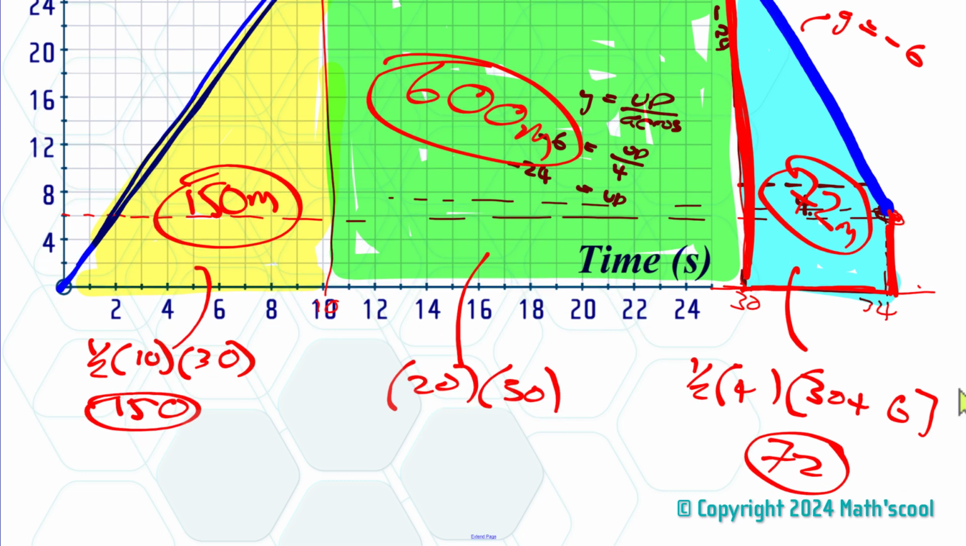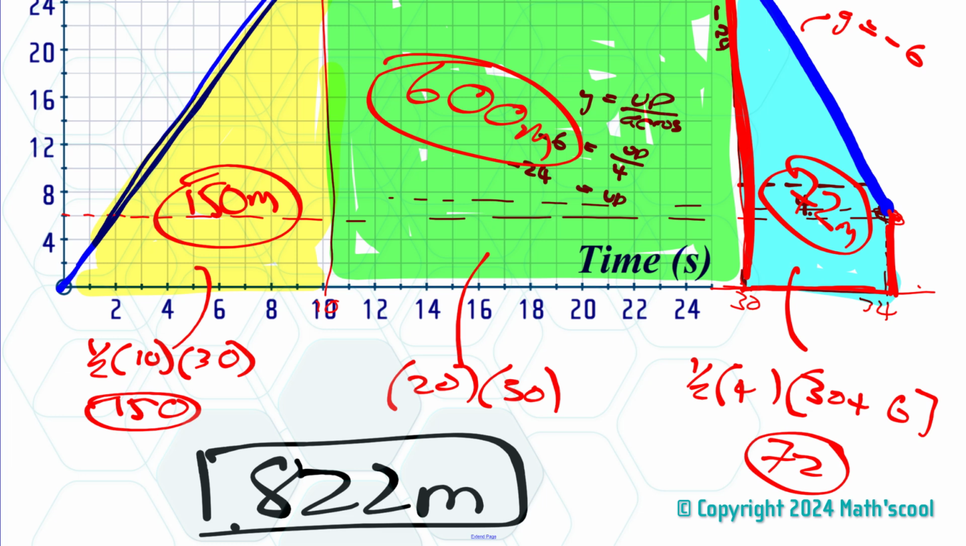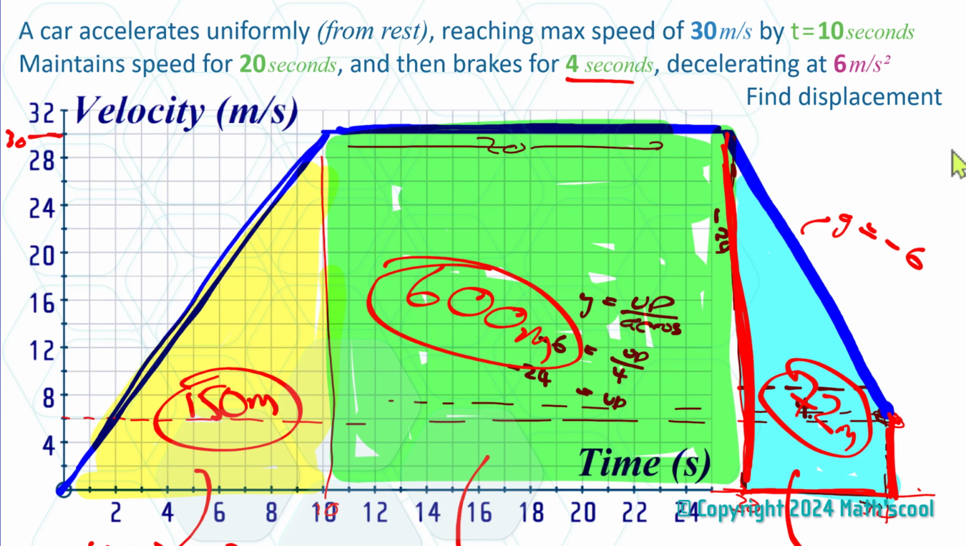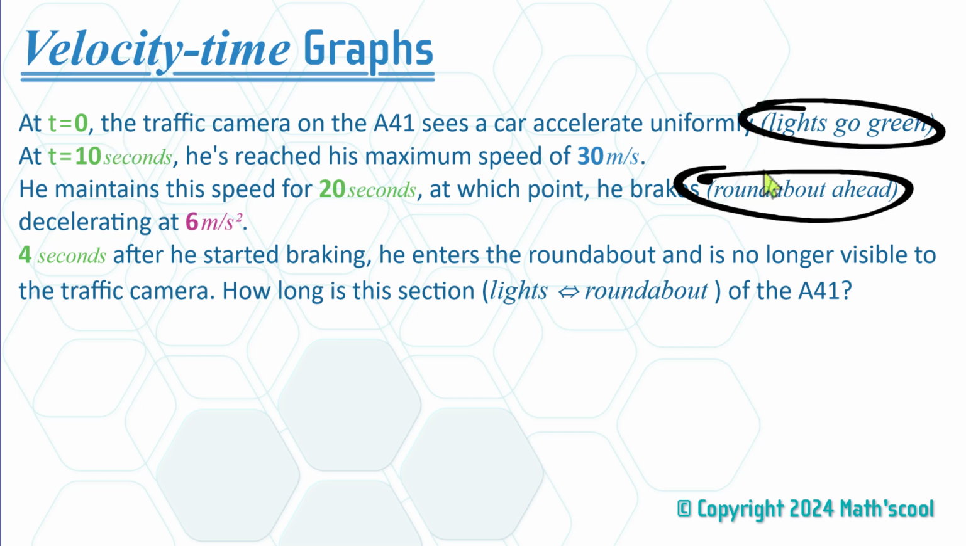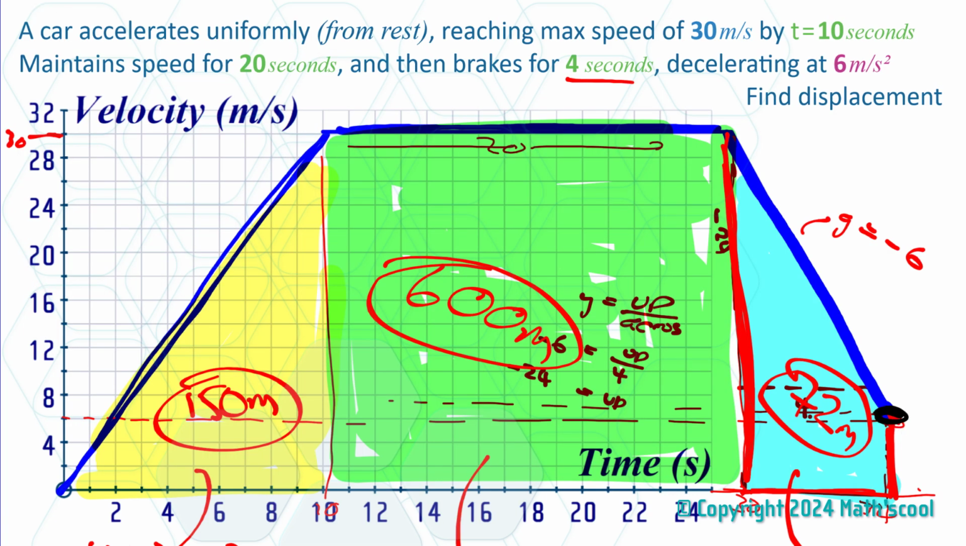Okay. And so we know that the distance travelled until he reached the roundabout was 600 plus 150, so 750, plus 72. So that's 822. So that's 822 meters. So we know that it was 822 meters from the traffic lights to the roundabout. We also know that he hit the roundabout going at 6 meters per second already.